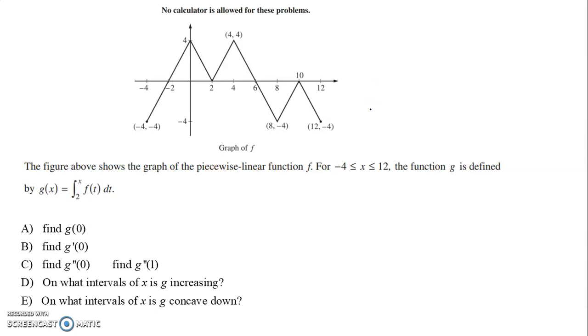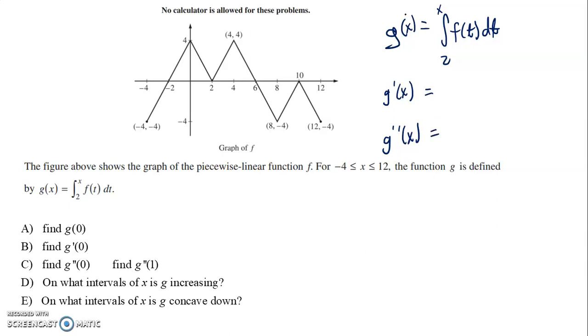All right, and this is a very common question on the AP exam where one function is defined as the definite integral of another function, and then they'll give you a graph of the function that you're taking the integral of. Now, the first thing you want to think about is, if g of x is equal to the integral from 2 to x of f of t dt, then we need to figure out what g prime of x is the same as and what g double prime of x is the same as. This is the most important part on this type of problem.